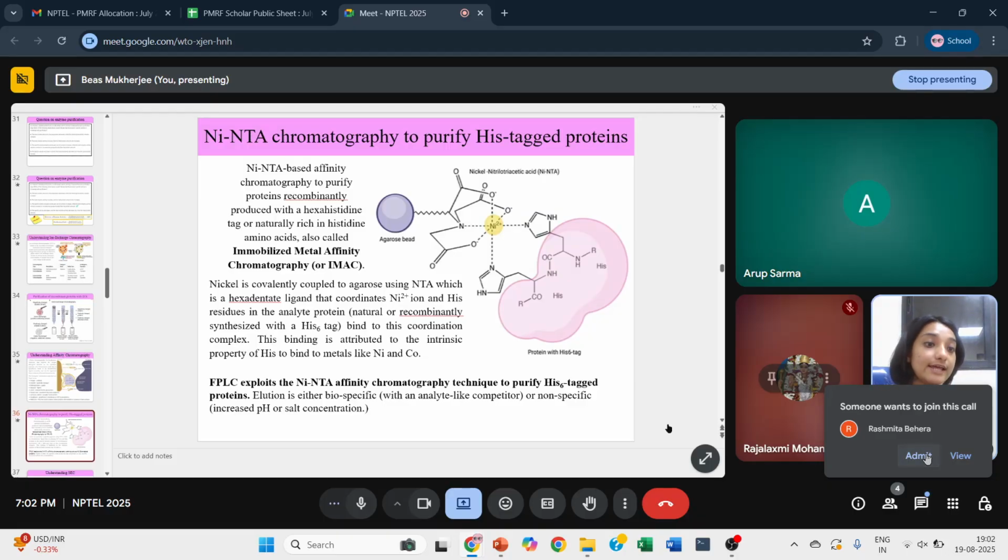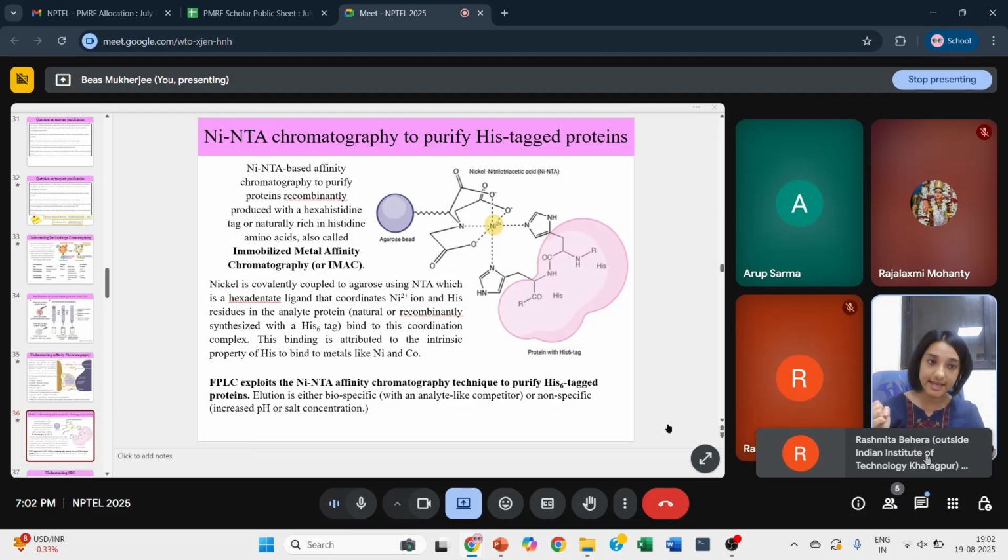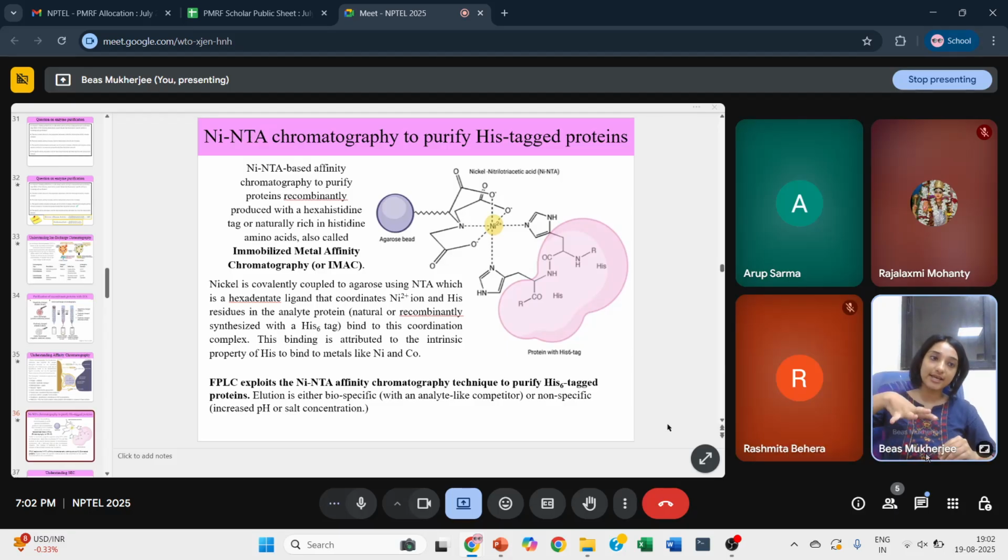Then you wash. Then you add EDTA, and EDTA is a chelating agent, so it chelates all the nickel and removes all the nickel. Then you once again add NiSO4 solution, and the nickel goes and binds to the column, and it is ready for protein purification, right?